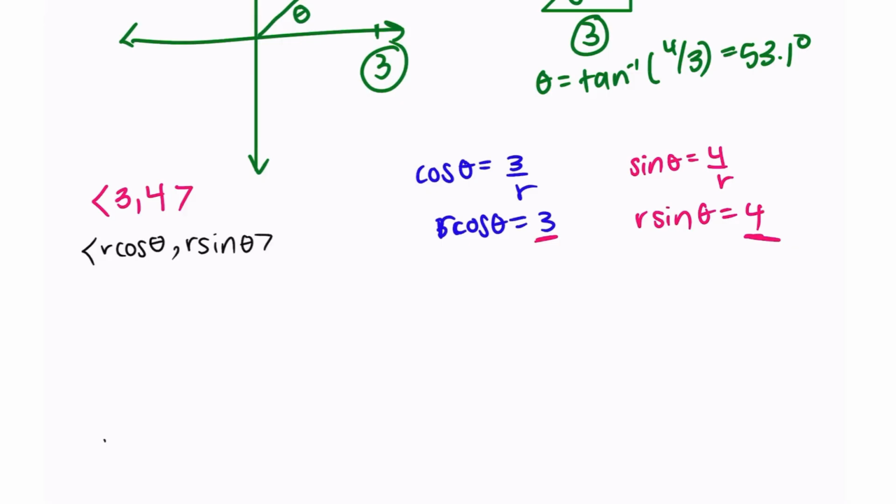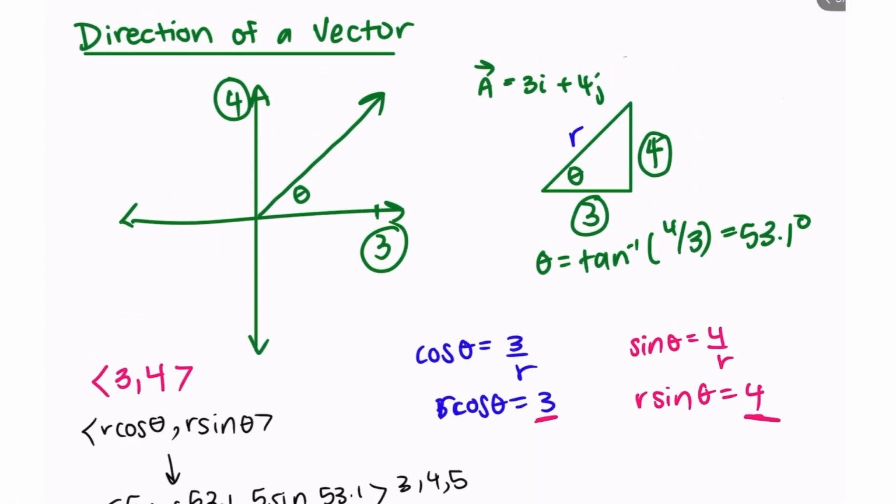We know r is 5 based off of the Pythagorean triplet of 3, 4, and 5, or you can do the Pythagorean theorem, which is actually going to make this 5 cosine 53.1, 5 sine of 53.1. So that means in order to find the magnitude of this vector, you can think about this leg as being r cosine theta and this leg being r sine theta.